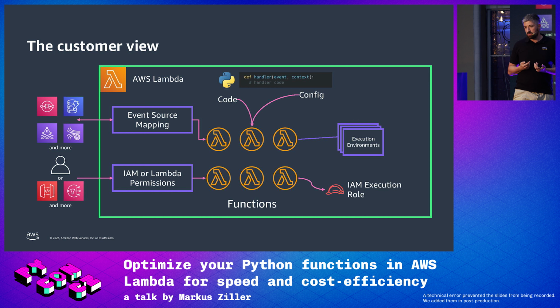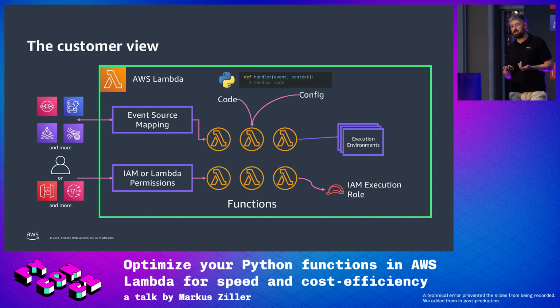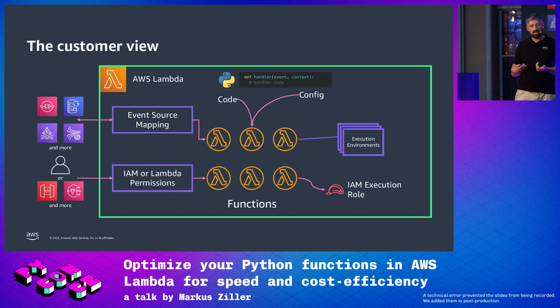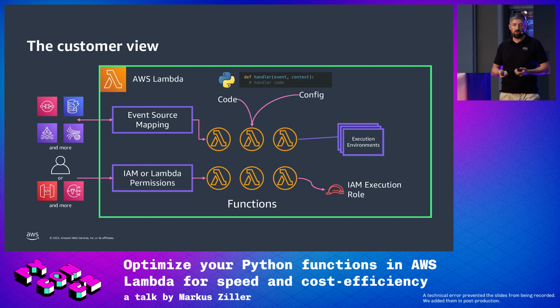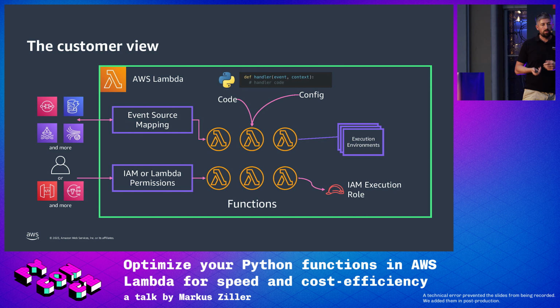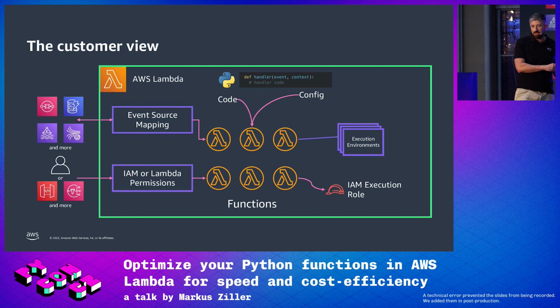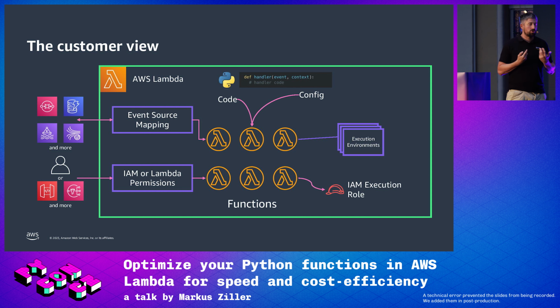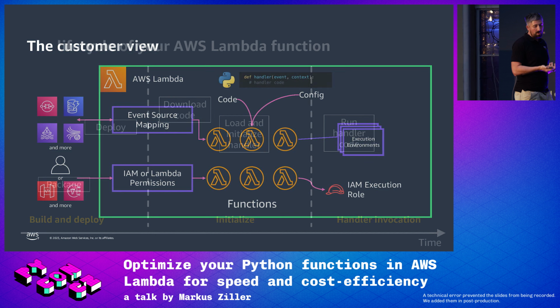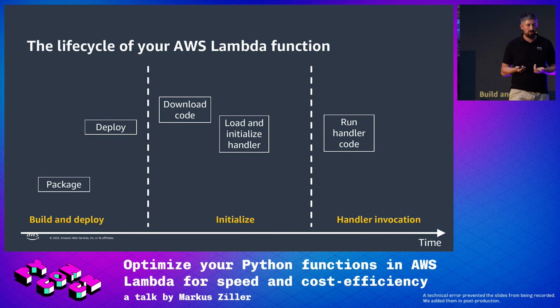So if a request comes in, we need to create an execution environment. An execution environment is essentially the place where you run your code. So if you want to run a Lambda function, we need to find a place on one of our servers that the Lambda team owns where your code can run. And then we create an execution environment, and that is part of the lifecycle of a Lambda function.